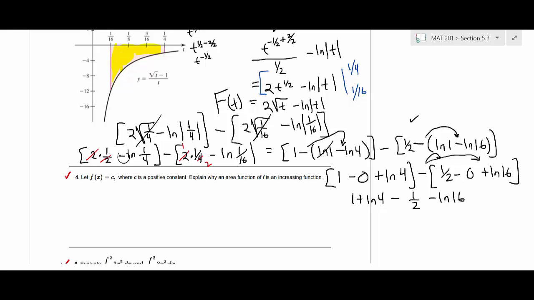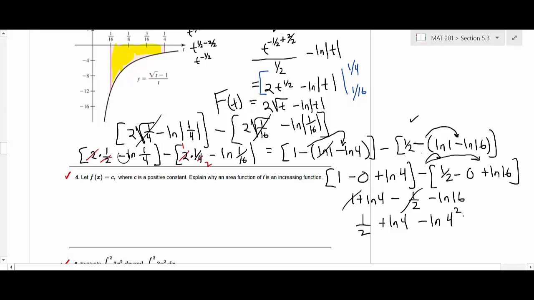There's a reason for that. Because I see that ln of 4 there, and then you can change that to 4 to the second. So what I'd have is this. Now, 1 minus a half is a half. Those go together, those are like terms. Then I'm going to write this as ln 4 minus ln of 4 to the second.